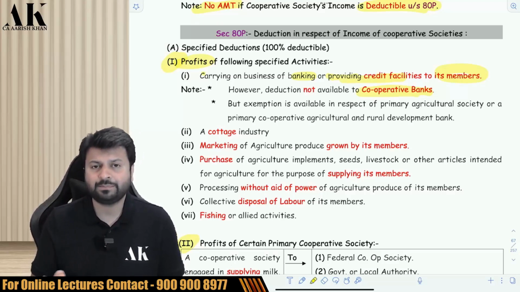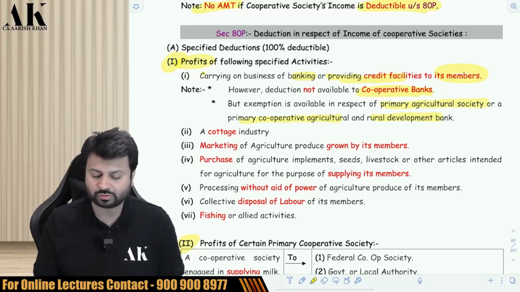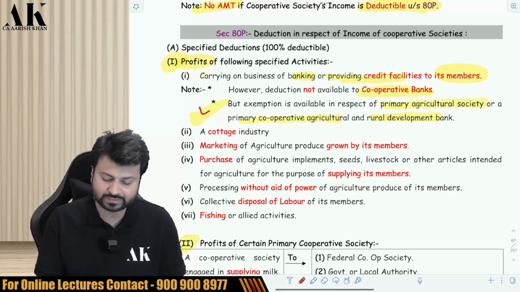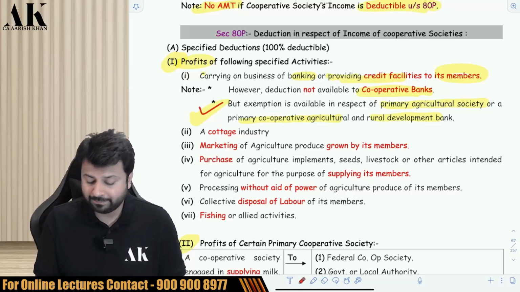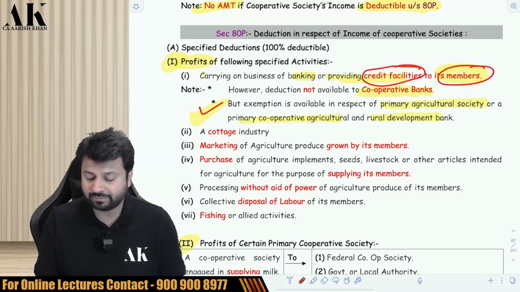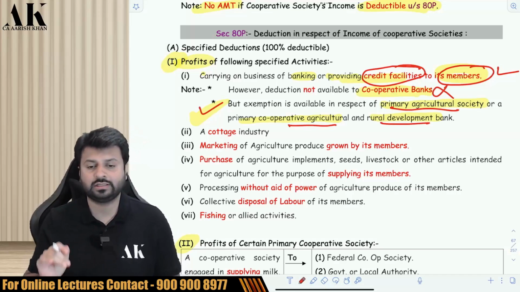Secondly, if a bank is a rural development bank or primary cooperative agricultural and rural development bank or primary agricultural credit society, then they are eligible for the benefits under this section. So by default, a cooperative society providing banking or credit facility to its members is eligible. Cooperative banks are not eligible. But these special cooperative societies and special cooperative banks are eligible for deduction under this section.